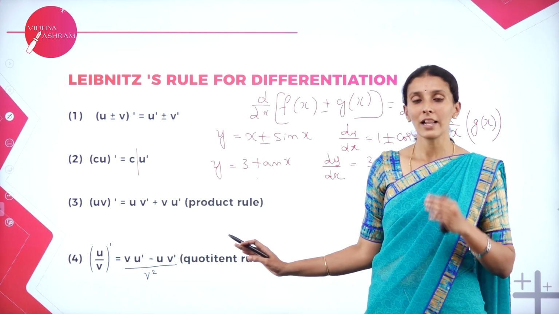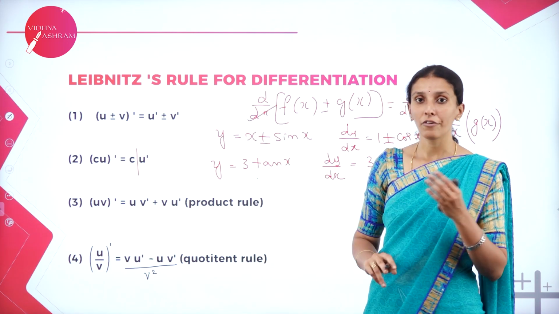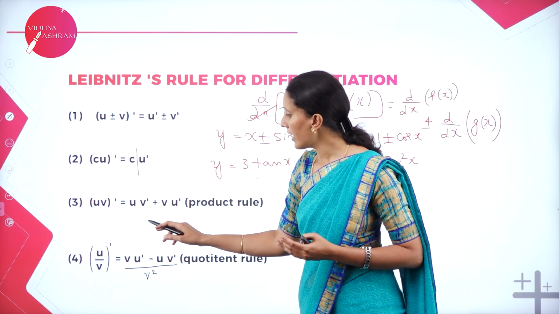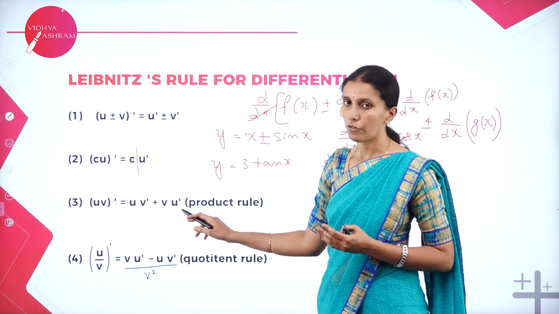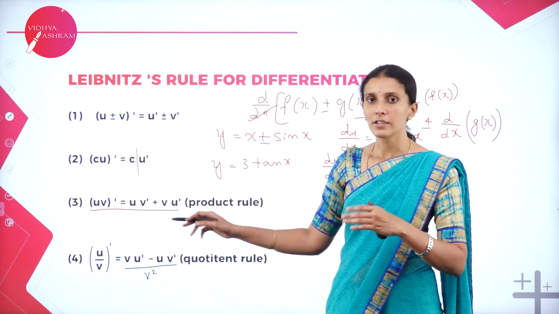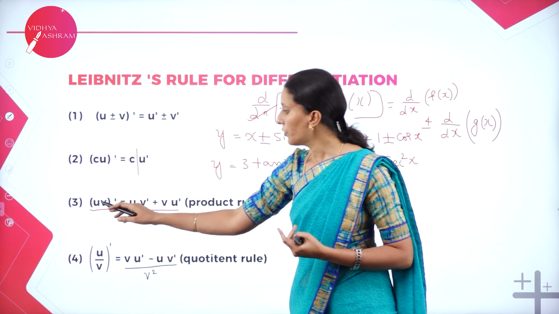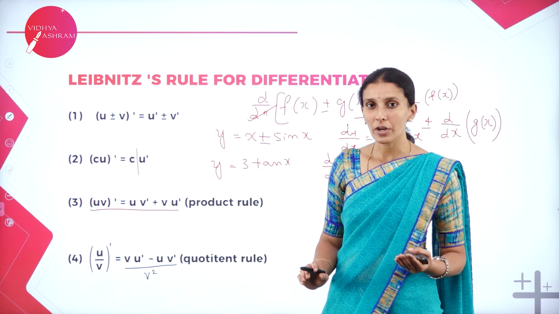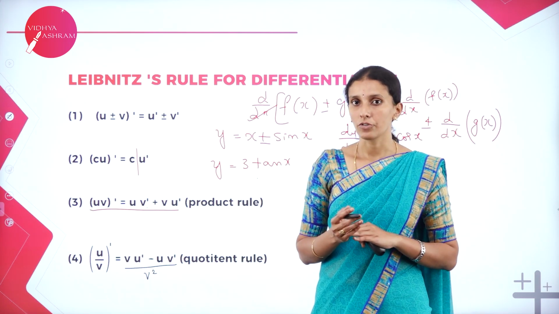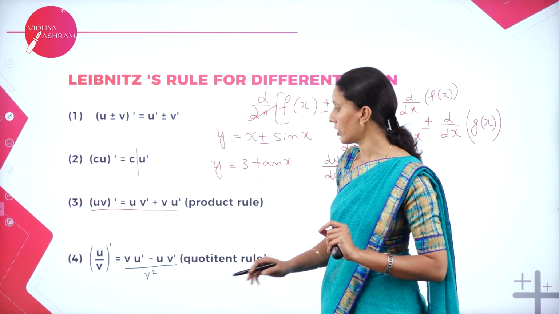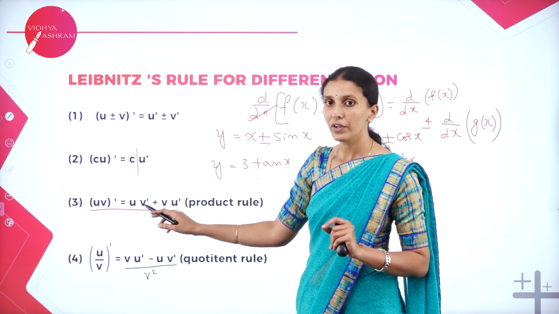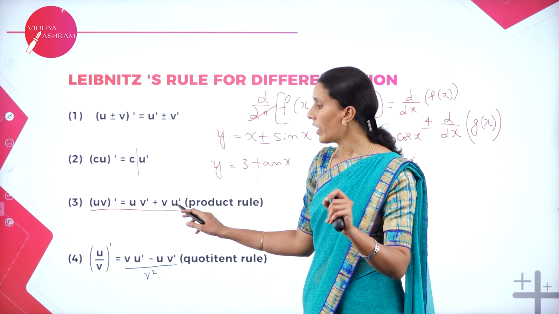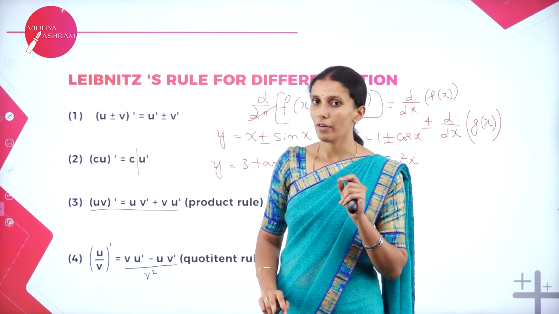Next, the product rule, as in the case of f of x into g of x. What does it say? First function into derivative of the second plus second function into derivative of the first. For your purpose, you can learn this as a formula: uv whole dash is uv dash plus vu dash. Wherever dash appears, it represents the derivative of the function. So u as it is, v dash means derivative of the second function. u dash means derivative of the first function.